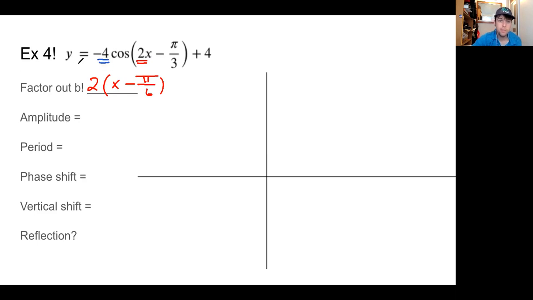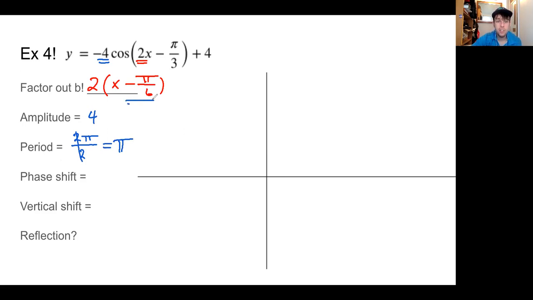So the amplitude is the absolute value of a here, so our amplitude is 4. Our period is based on the b value, so it's 2 pi divided by b, which is 2. We're going to have a period of pi. That's not too bad. That's kind of standard. That's half our normal period.